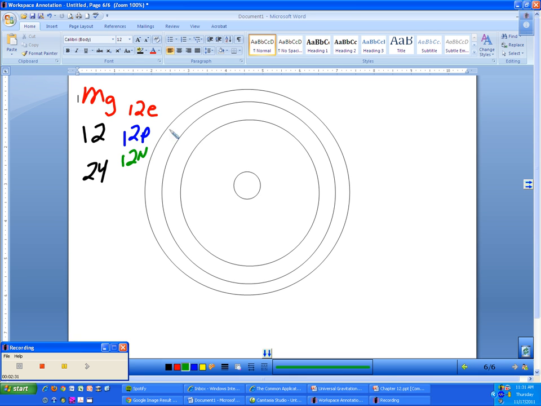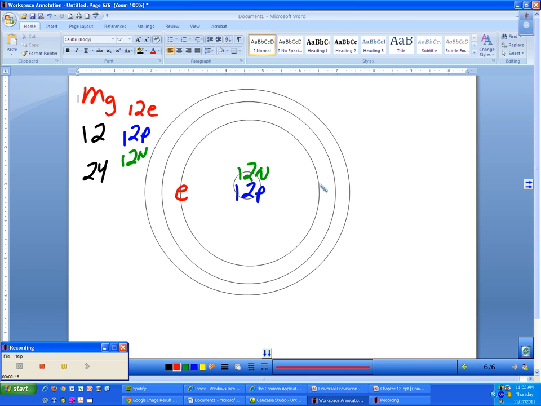And so we're going to put these in the specific place that they're supposed to go, with 12 neutrons in the nucleus, 12 protons in the nucleus. And now let's locate our 12 electrons.